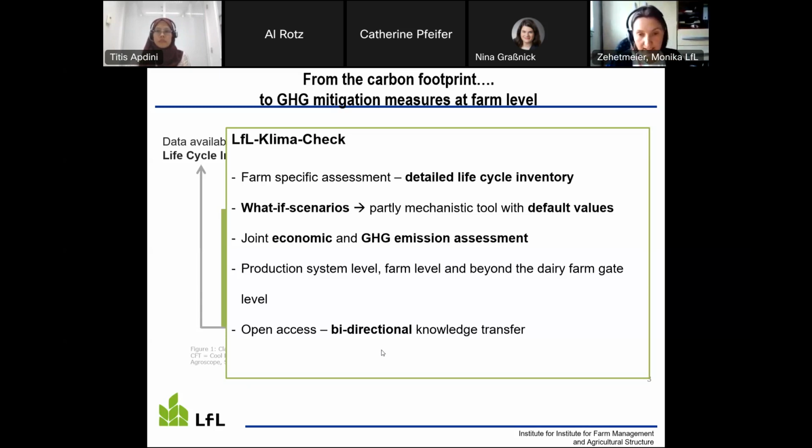It is open access, which is especially important for our research, so we can have a bidirectional knowledge transfer. All our research knowledge is going into it, and the user that is using the tool gives back information to us when he works with the tool.